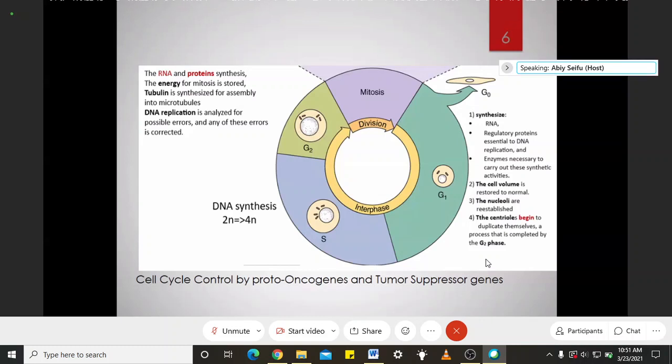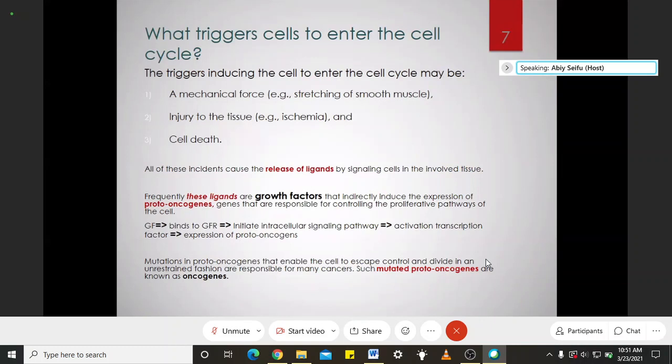This summarizes the different events that take place at the interphase. What triggers cells to enter the cell cycle? Cells do not randomly enter into cell division. There are some triggering events that stimulate the cell to enter into the cell cycle. The first one is mechanical force, any stretching force, for example, stretching of the smooth muscle; ischemia of the tissue; and cell death. These are the major triggering factors that allow the cell to enter into the cell cycle.